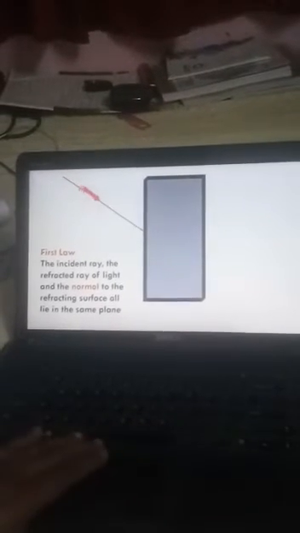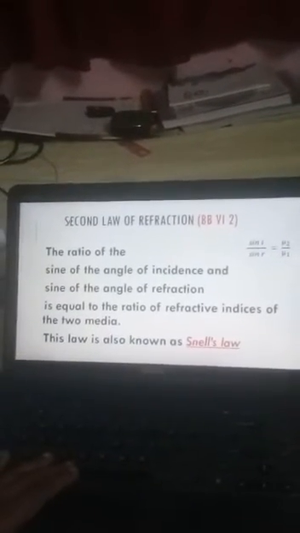To understand this better, we are having this one again. It is the incident ray, point of incidence. The light is supposed to take the path like this, but it is refracting. That is, it is changing its path. And it once again changes the path because it travels from glass to air. Now, let us go to the second law.